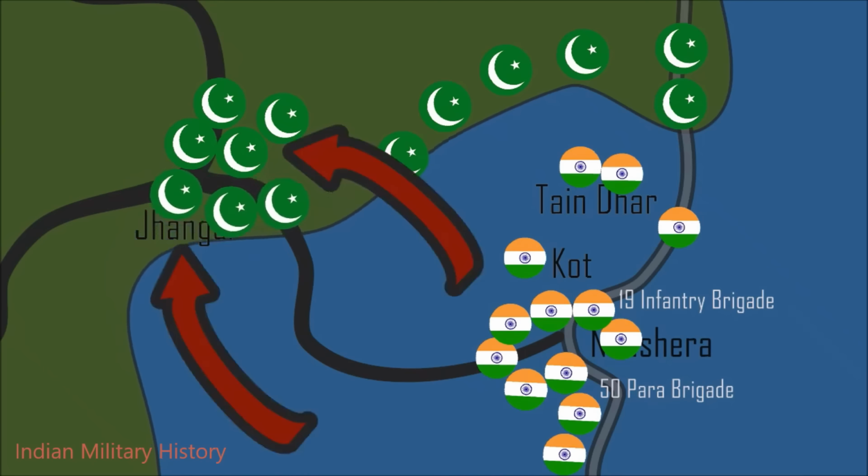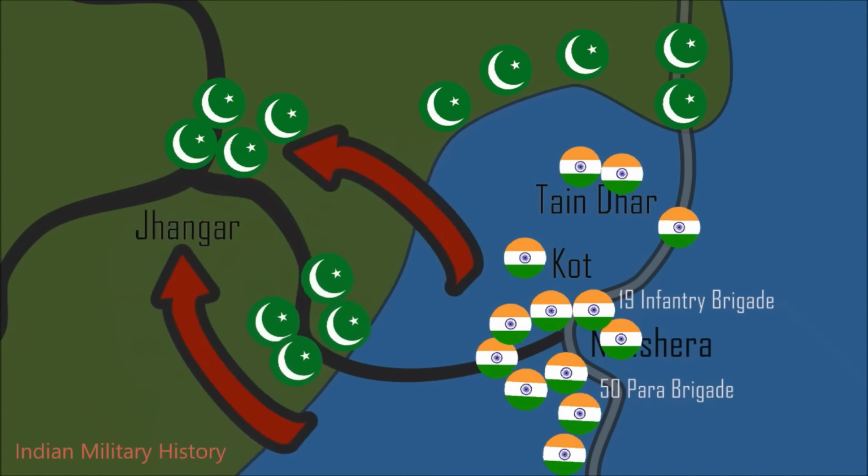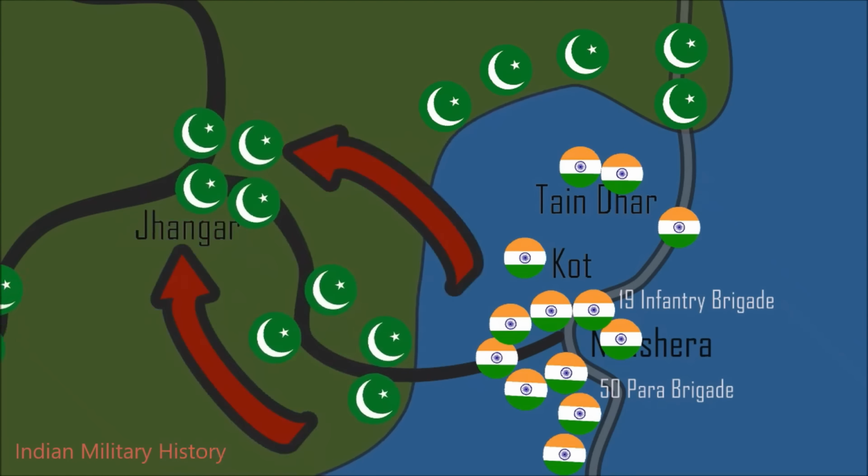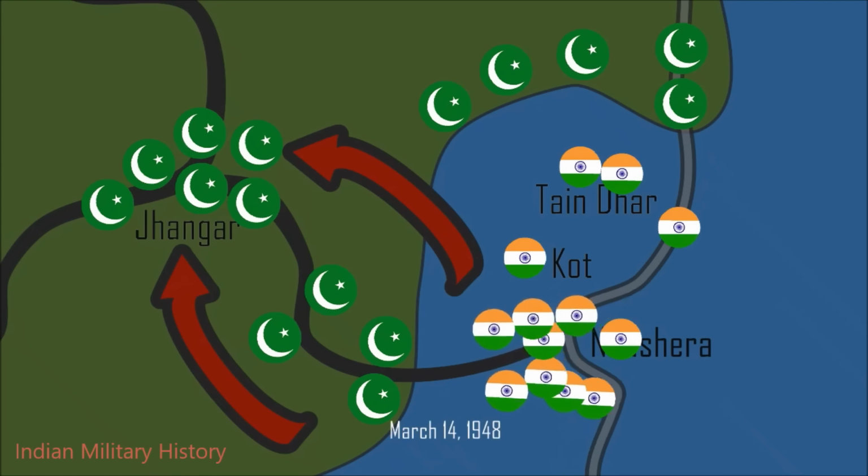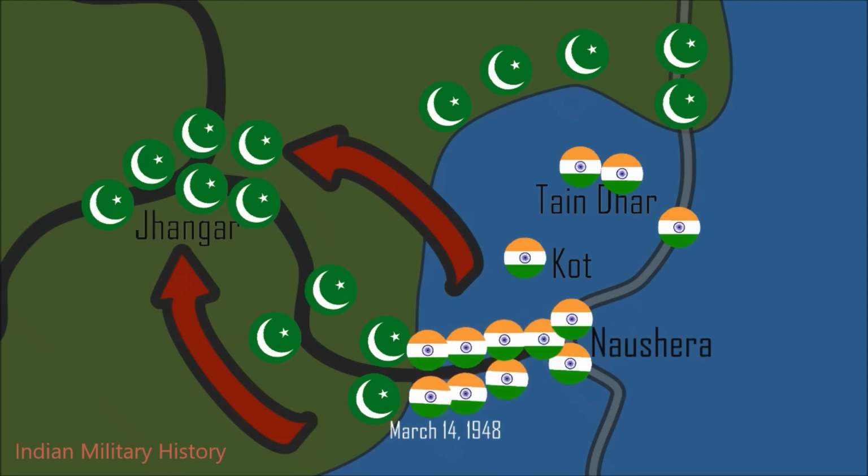The basic plan was to have the two brigades advance in parallel axes along the Naushera-Jhangar highway, with the 19th Brigade on the right of the road and the 50 Para Brigade on the left, and upon reaching the outskirts of Jhangar, attack the enemy's positions from these axes. March 14, 1948. Operation Vijay was initiated, with both the brigades moving forward along their axis lines.